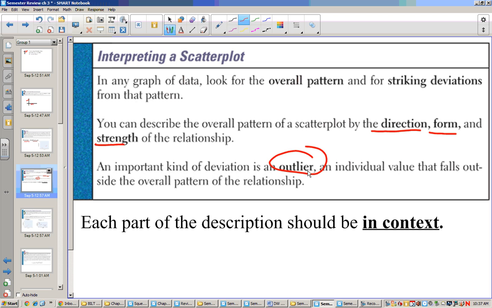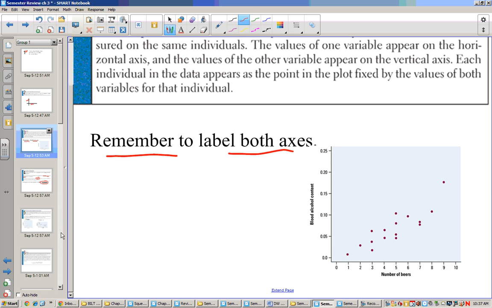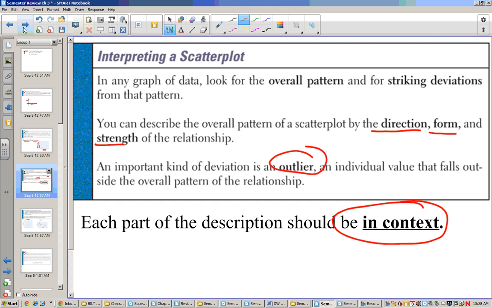Some outliers are just outliers, and others are influential points. An influential point is an outlier that will change the least squares line and the R value. Now, keep in mind, each part of this description should be in context. So if I'm describing this over here, I would say there is a fairly strong positive linear correlation between the number of beers and your blood alcohol content level. So you need that context in order to have a good description.